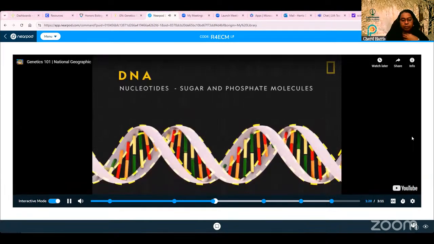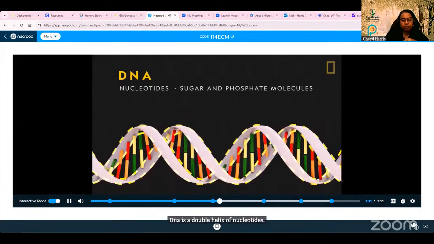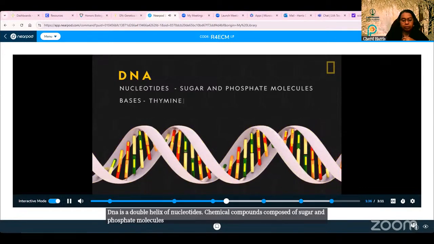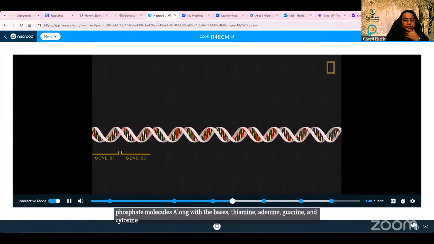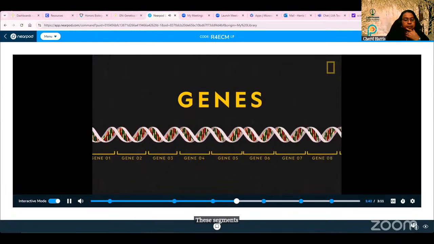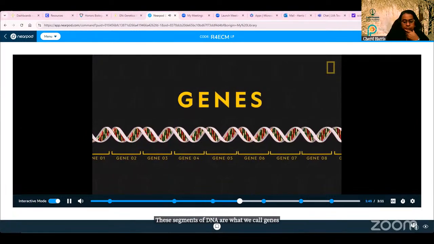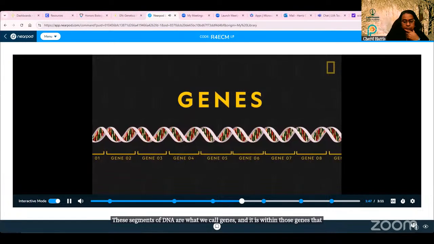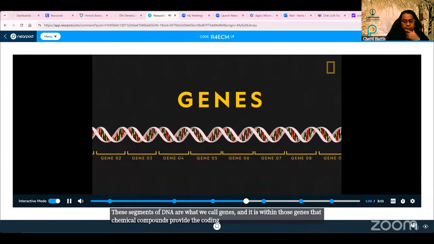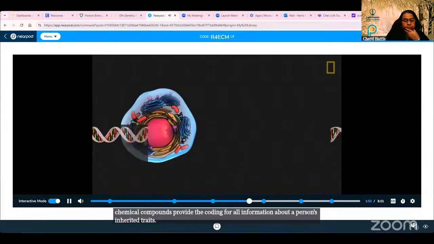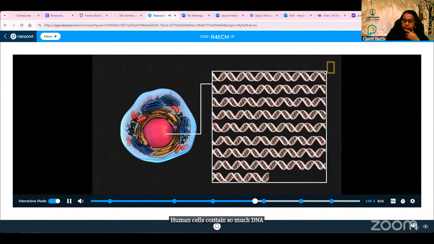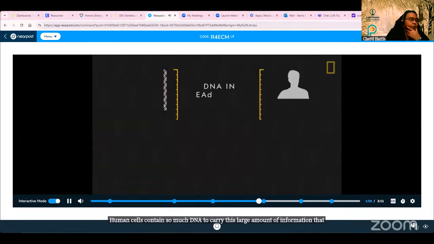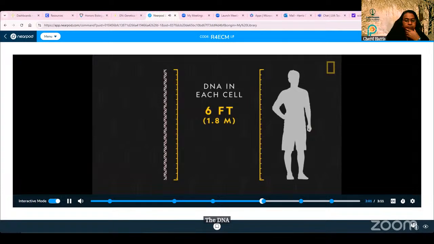DNA is a double helix of nucleotides, chemical compounds composed of sugar and phosphate molecules, along with the bases thymine, adenine, guanine, and cytosine. These segments of DNA are what we call genes, and it is within those genes that chemical compounds provide the coding for all information about a person's inherited traits. Human cells contain so much DNA to carry this large amount of information that, if unraveled, the DNA in each cell would be over 6 feet long.